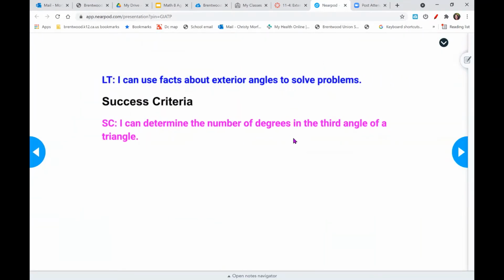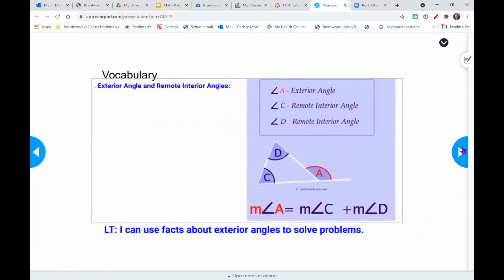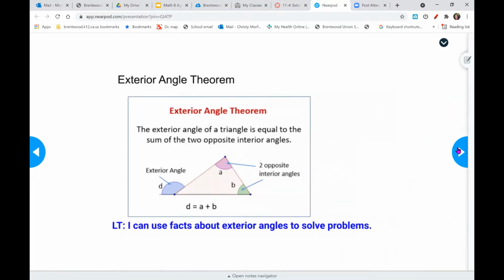All right, so there's your success criteria, which was on your agenda a minute ago. That is that you will be able to figure out the number of degrees in a third angle of the triangle. Here's a reminder, you can come back to this slide if you forget that that exterior angle, which is on the outside, is equal to the 2 angles farthest away from it, the remote interior angles. You just need to add those together to get the answer for the exterior angle. So you can always use that back button to come back here if you forget that.